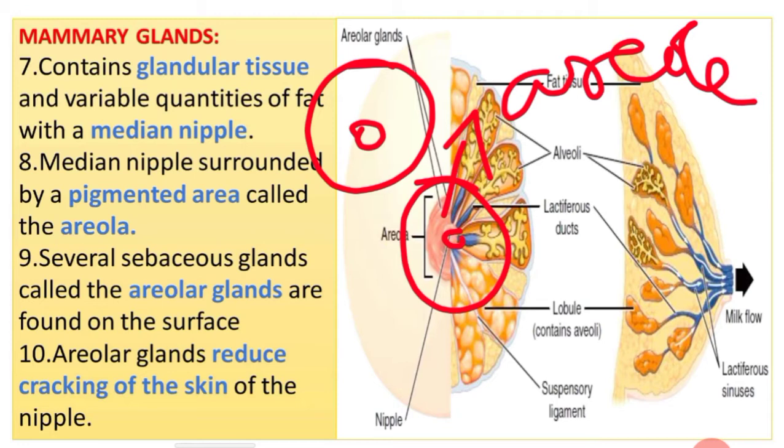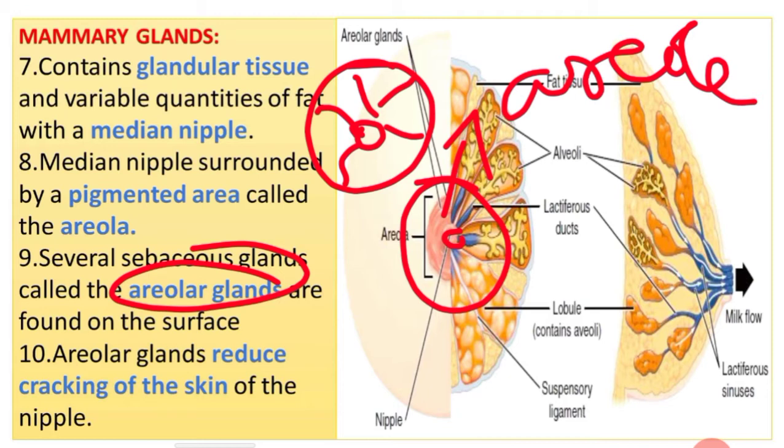And it looks deep pink or light brown in color. Right? On the surface of the areola, numerous sebaceous glands called areolar glands are there. See, on the surface of the areola, numerous sebaceous glands are there. Those sebaceous glands are termed areolar glands. The areolar region contains areolar glands. It's nothing but sebaceous gland.